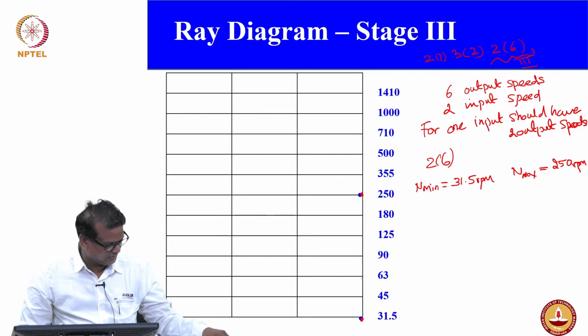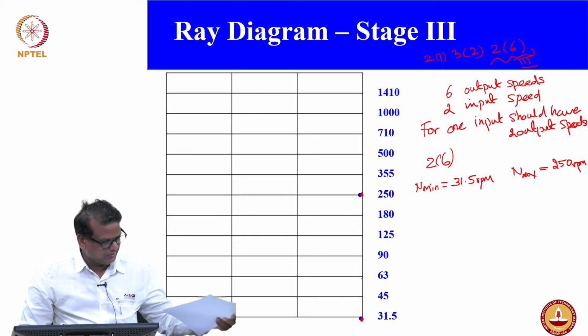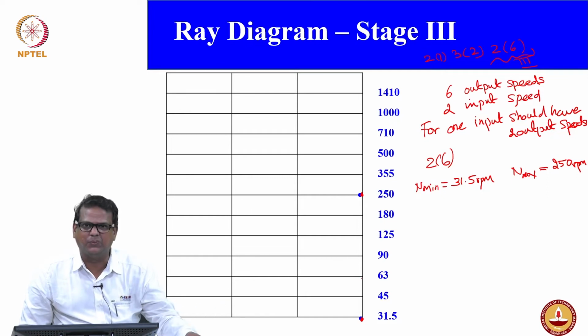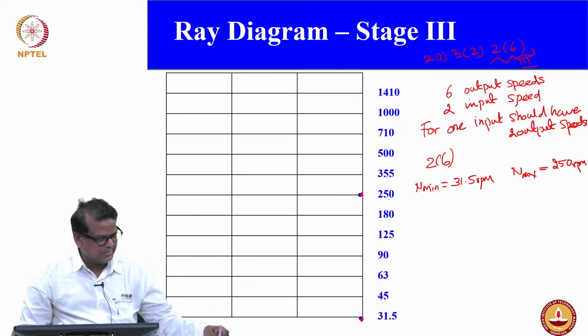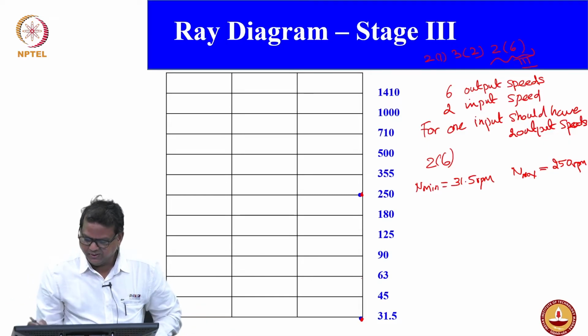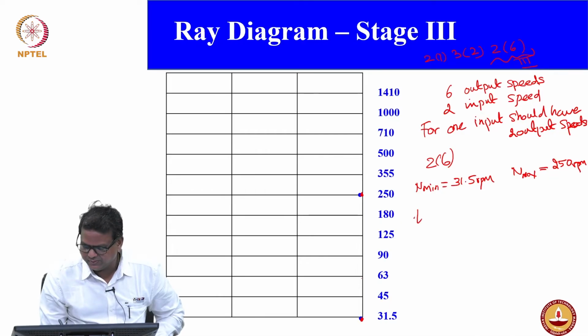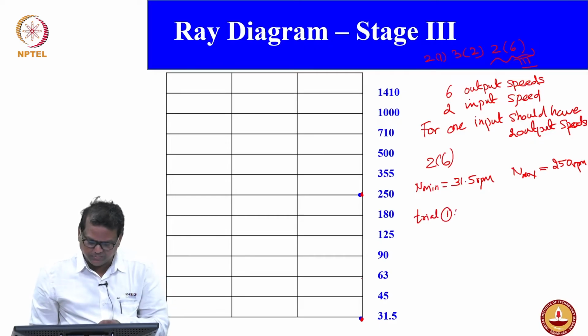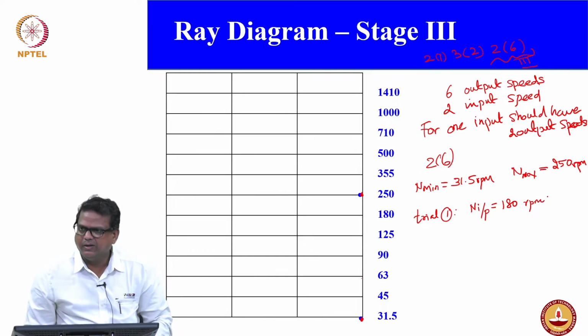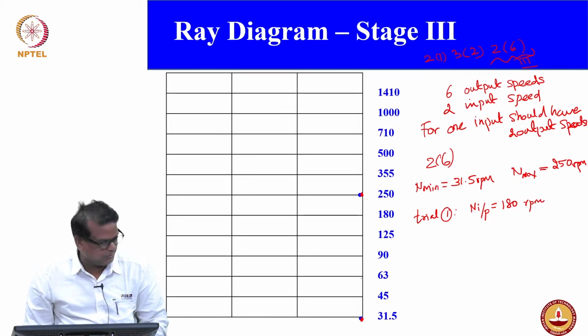What are the possible ways? Okay. So, when you talk about what are the possible ways, we can do the trial and error method, because we do not know. So, we will start with the first trial, trial 1. I will choose my n input speed, let us use n input as 180 rpm.